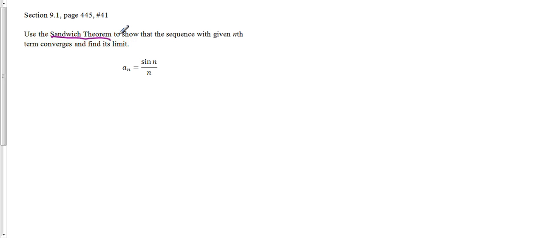So we're looking at a_n here, which is equal to sine n over n. And you need to think about anything that you know about either piece of that sequence, the sine n or the n. Well, we all know something about sine n, right? It's a trig function. And the thing about a trig function, especially sine and cosine, is they can only have extreme values of -1 and 1.